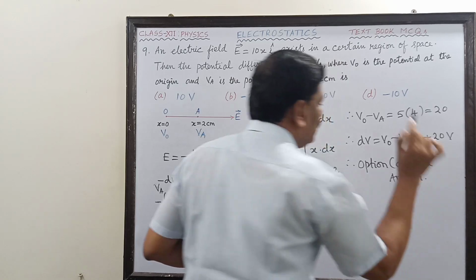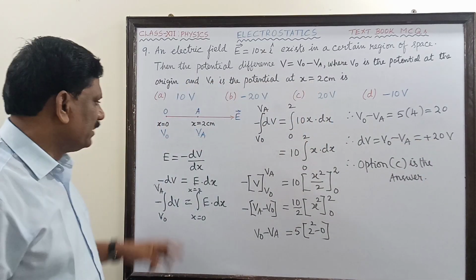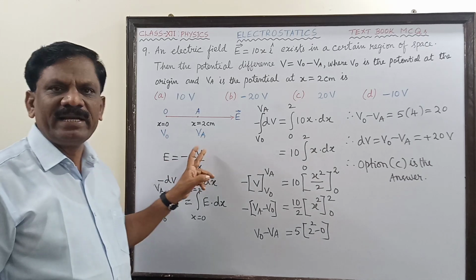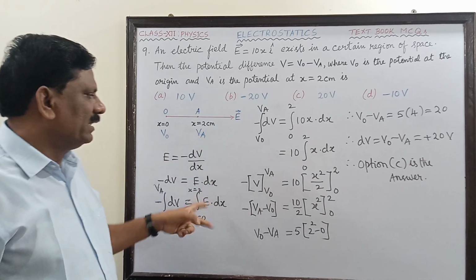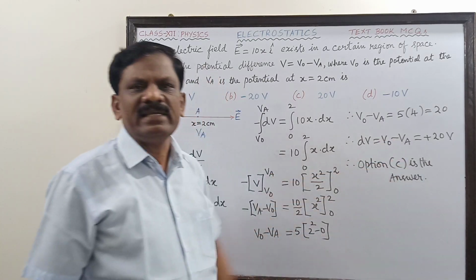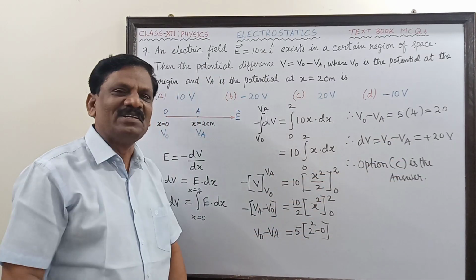So we started the derivation from the relation between the electric field and the negative potential gradient. We integrated the equation and we got option C as the correct answer. I hope you must have understood well. Fine.